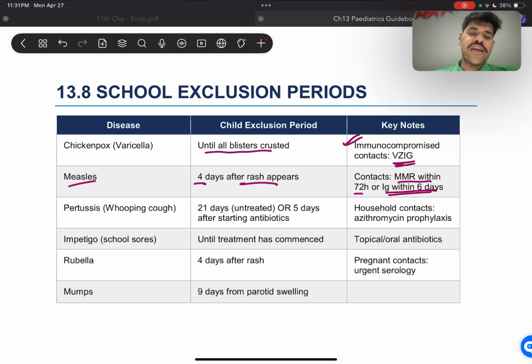All right, measles, 4 days after rash appears, and for contacts, we give MMR within 72 hours or IG within 6 days. Pertussis or whooping cough, 21 days if it's untreated, or 5 days after starting antibiotics. Household contacts, we give them azithromycin prophylaxis.